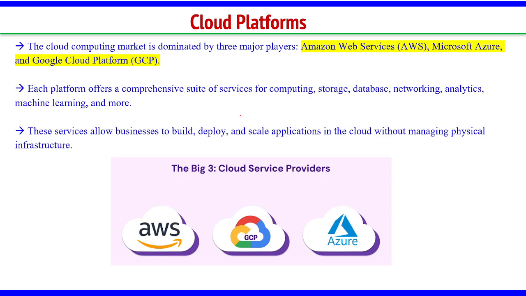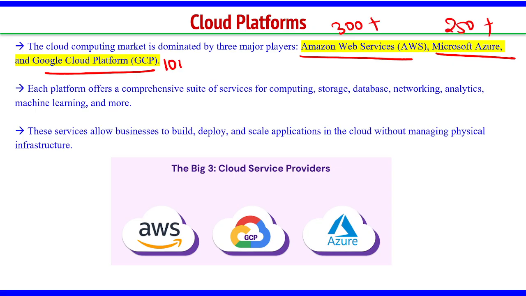Three platforms are dominating the market: Amazon Web Services AWS, Microsoft Azure, and Google Cloud Platform GCP. These three are trending. Almost 85 to 90% of the market is with these three platforms. And all these platforms have a comprehensive suite of services. AWS has more than 300 services. Azure has some 250 plus services. GCP might have fewer, some 100 plus services, but yet they are very powerful.